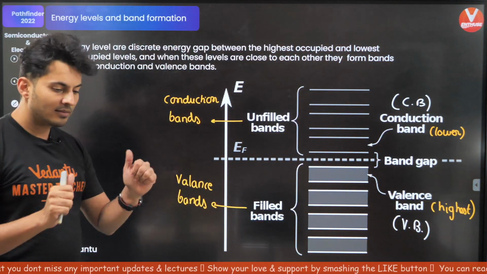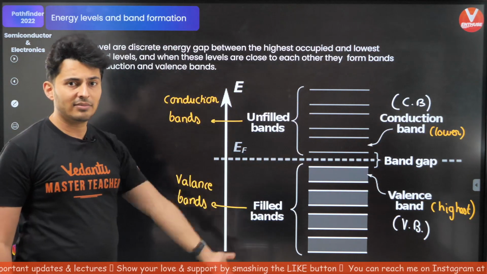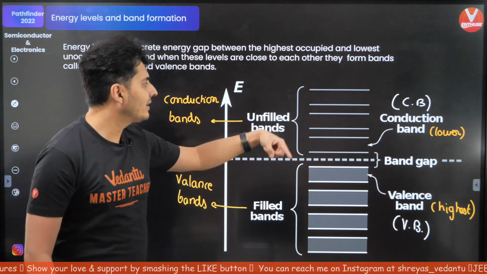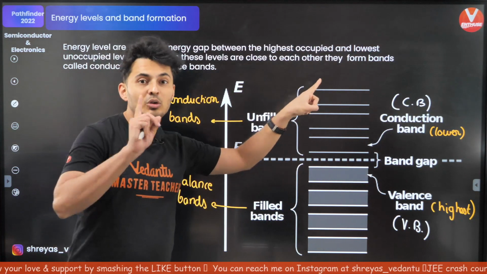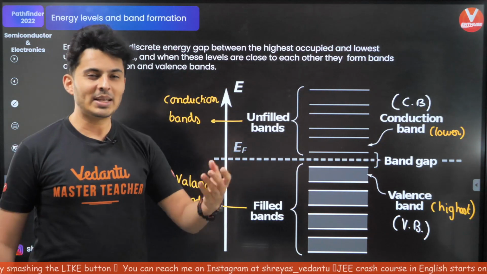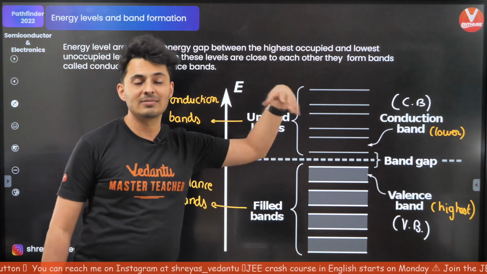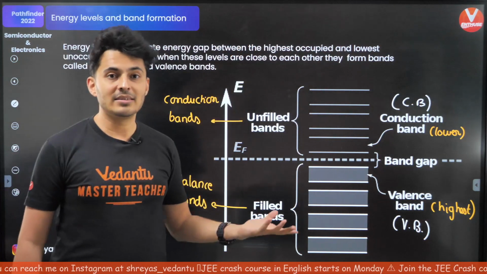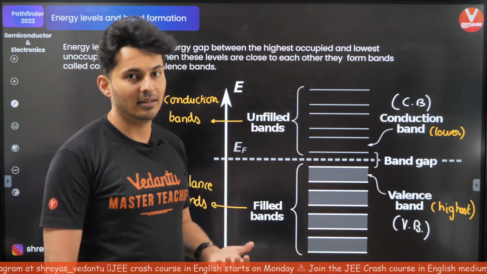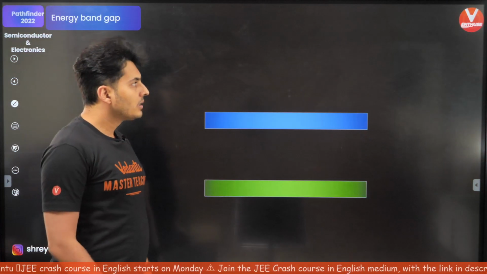Got it? Fair enough. Now why the names? Valence, because it is completely filled. Conduction, because if it is half filled, or if there is an electron in these bands, those electrons are available for conduction of electricity. Imagine a half filled band, or by mistake some electron enters into those bands, the electron will become unstable and it is available for electricity's conduction. Hence the name conduction bands.